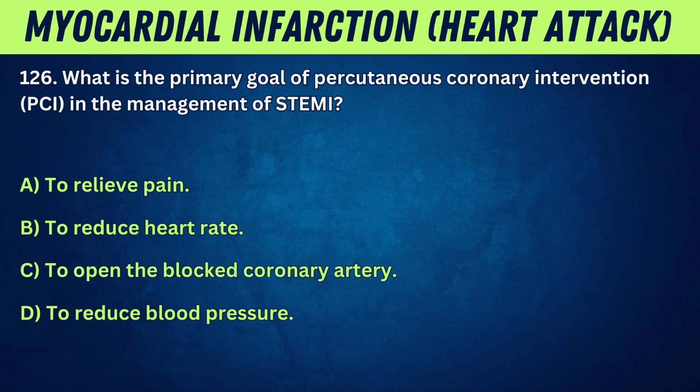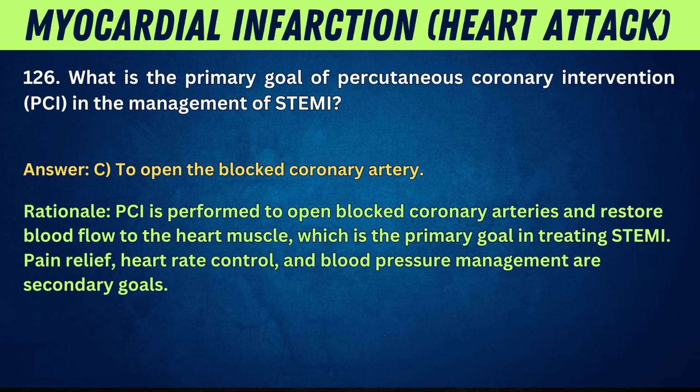126. What is the primary goal of percutaneous coronary intervention, PCI, in the management of STEMI? A. To relieve pain. B. To reduce heart rate. C. To open the blocked coronary artery. D. To reduce blood pressure. Answer: C. To open the blocked coronary artery. Rationale: PCI is performed to open blocked coronary arteries and restore blood flow to the heart muscle, which is the primary goal in treating STEMI. Pain relief, heart rate control, and blood pressure management are secondary goals.